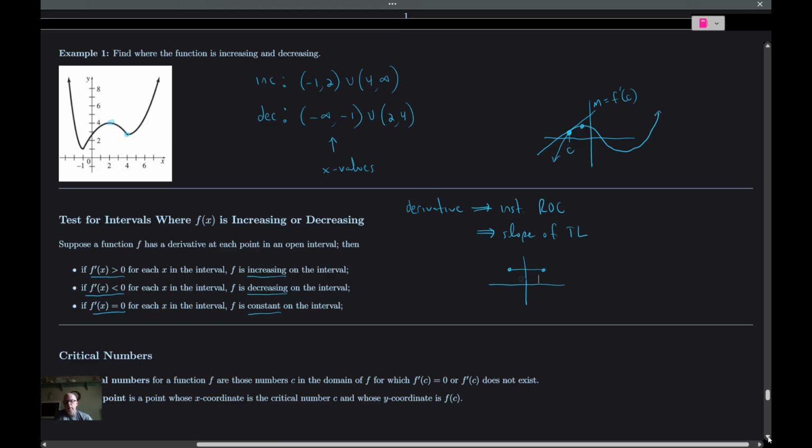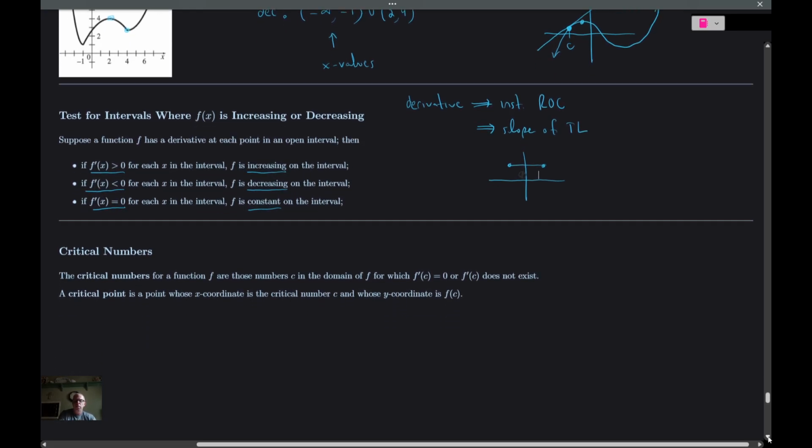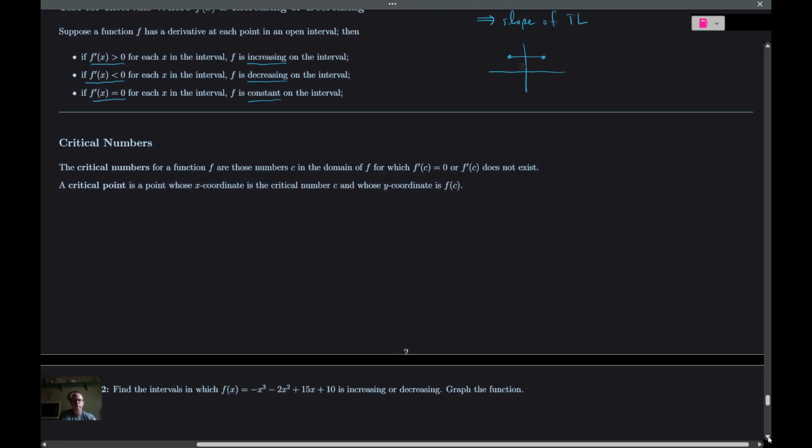So in these cases, we don't need the graph. We can look at the derivative. We don't need the graph to find the derivative. We just need the function. And so that can be very helpful.